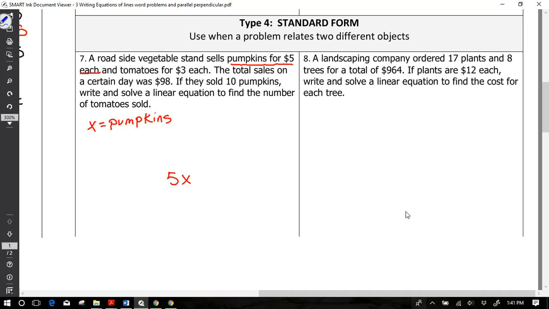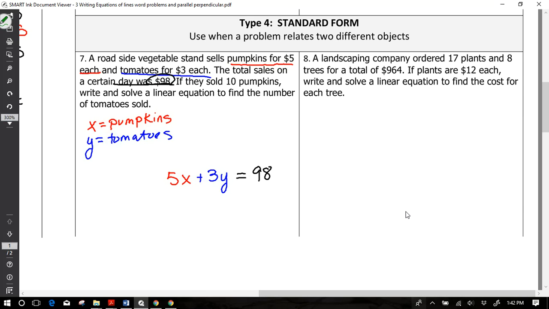Okay, they also sell tomatoes. That's item number 2. We're going to call that Y equals tomatoes. And that is for $3 each. The total sales on a certain day was $98. That's total. So it's going to be equal to the total. Now they want to know, so that's my equation. I wrote it. It's really easy writing these equations.